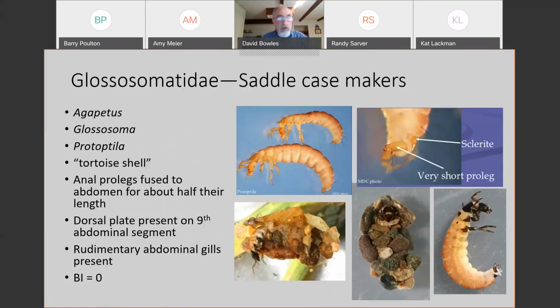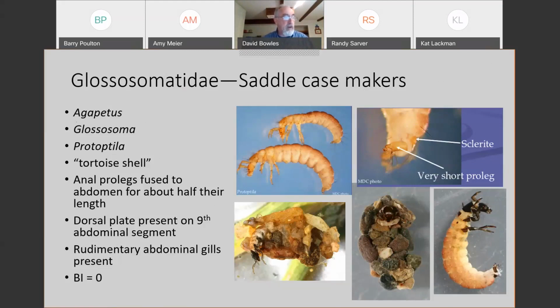The next family is the Glossosomatidae. These are the saddle case makers. They do build a case. It's somewhat like a tortoise shell. If you can visualize that, you can see that fairly well in the photographs. They superficially, as larvae, resemble the Rhyacophilidae.